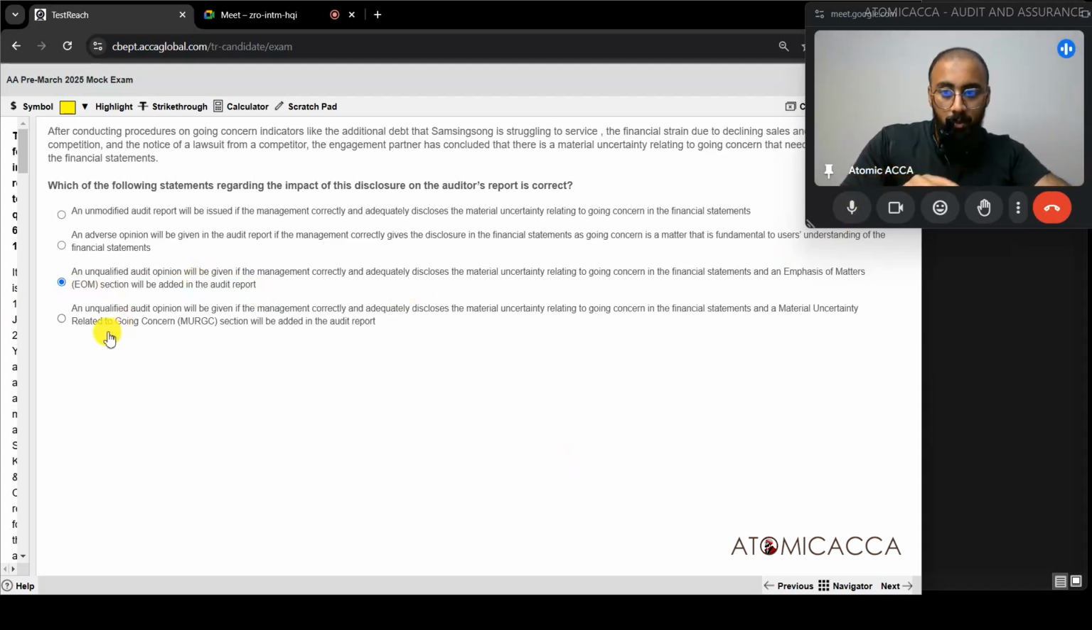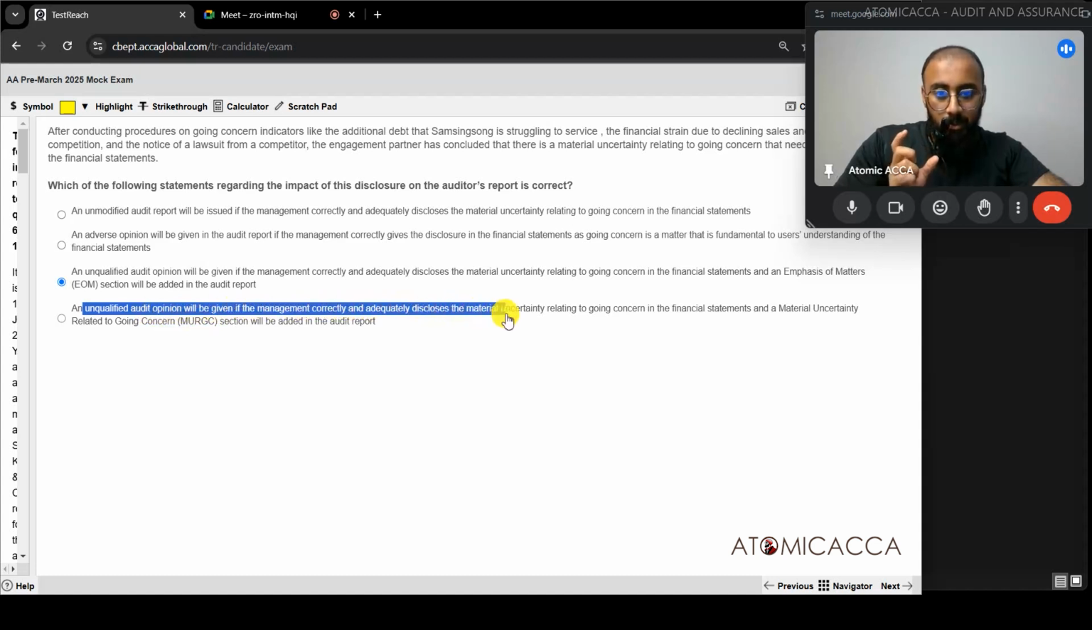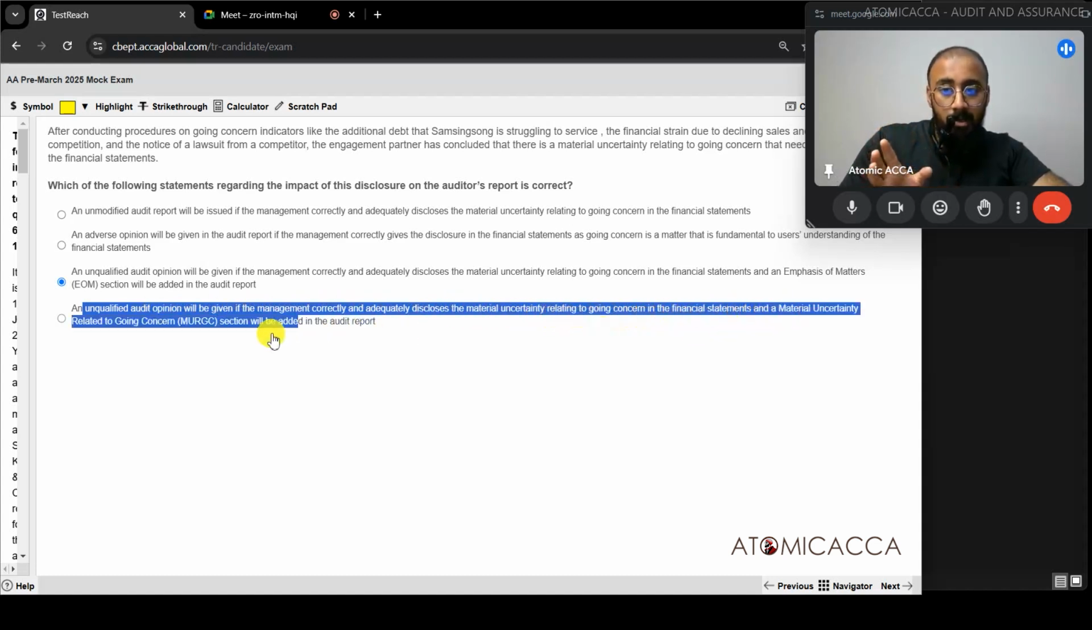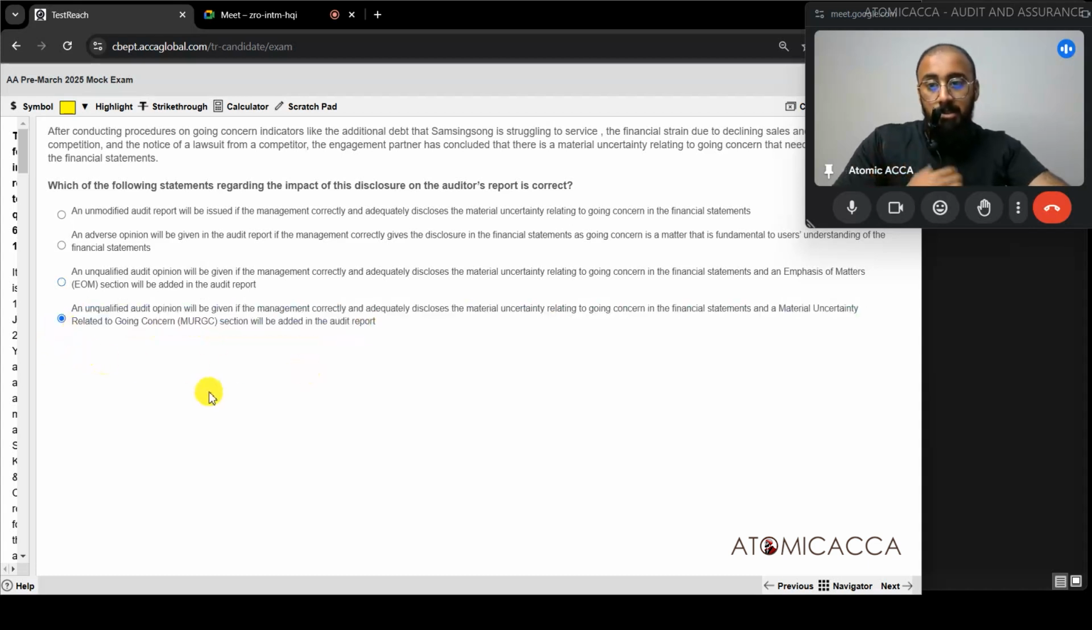Last one, an unqualified audit opinion, correct, will be given if management correctly and adequately discloses the uncertainty about going concern in the FS, and a material uncertainty related to going concern section will be added. So this will be our answer as explained earlier. So that will be the answer for this particular question.